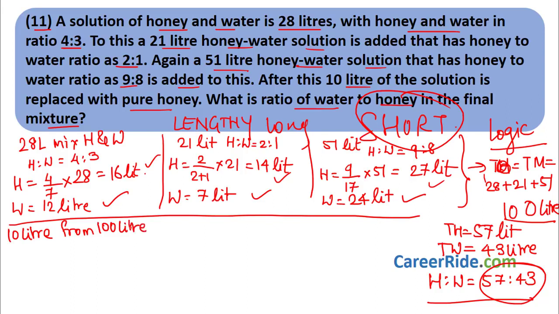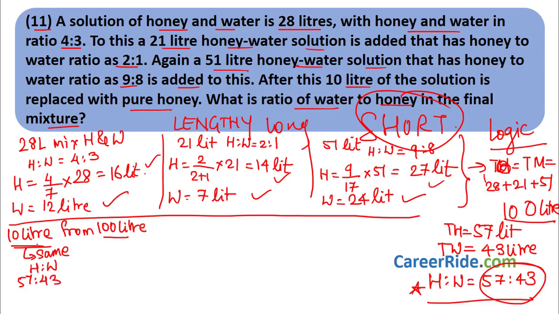Okay. We have learned that whenever we remove some amount from the mixture, the amount which is removed will have the same ratio of the content. So the honey to water ratio will be the same in this 10 liters as the 100 liters. So what is the honey to water ratio in this 10 liters? 57:43. We have found out over here, right?